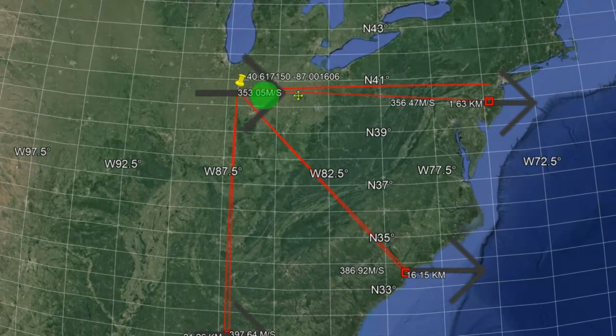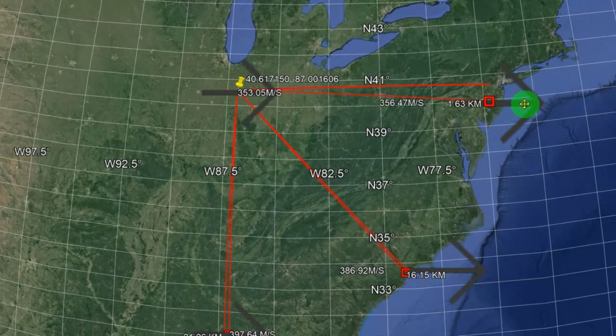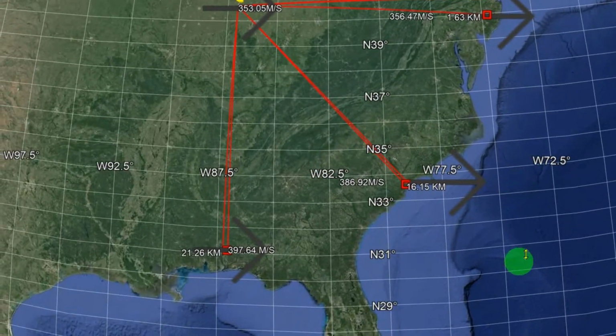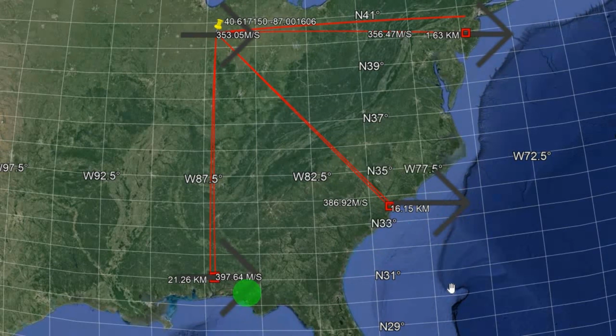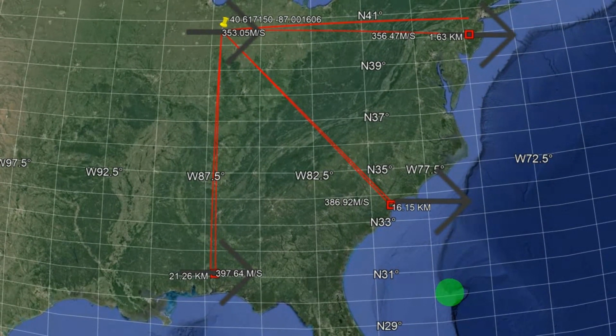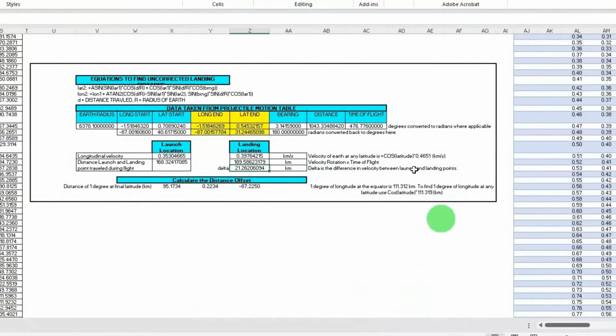You can see up here the Earth is spinning at 353 meters per second. Over here where this lands, it's actually 356 meters per second. Down here at the 45-degree point, it's 386, and then down here it's 397. And as I said, that came from this equation here: cosine of the latitude times 0.4651.